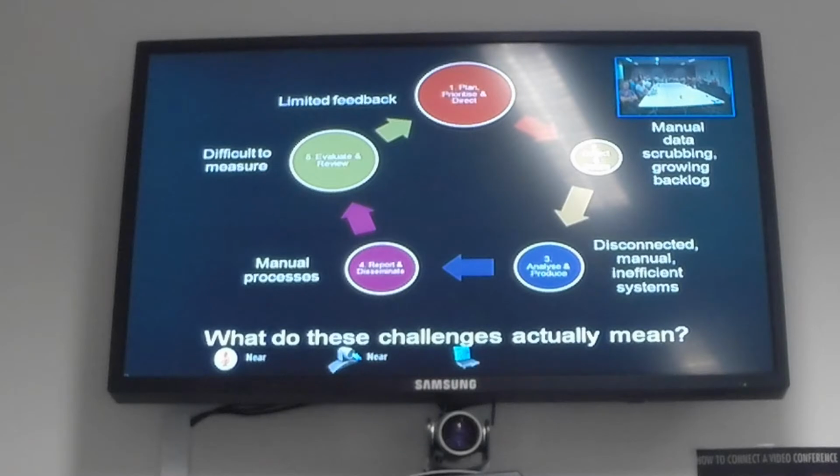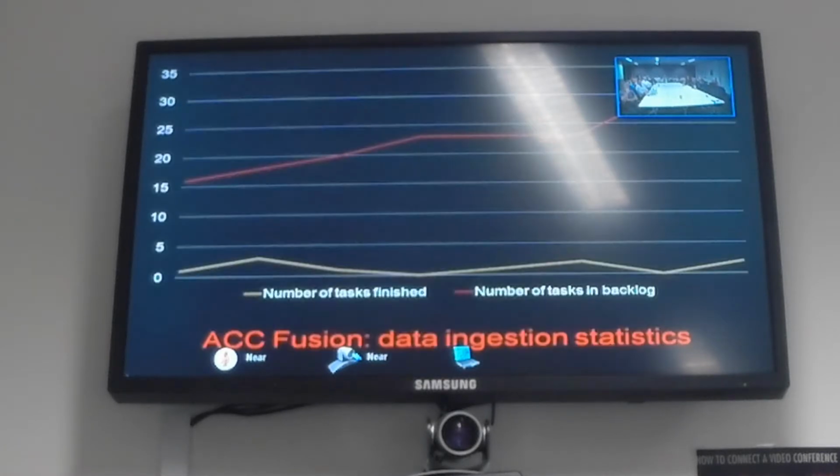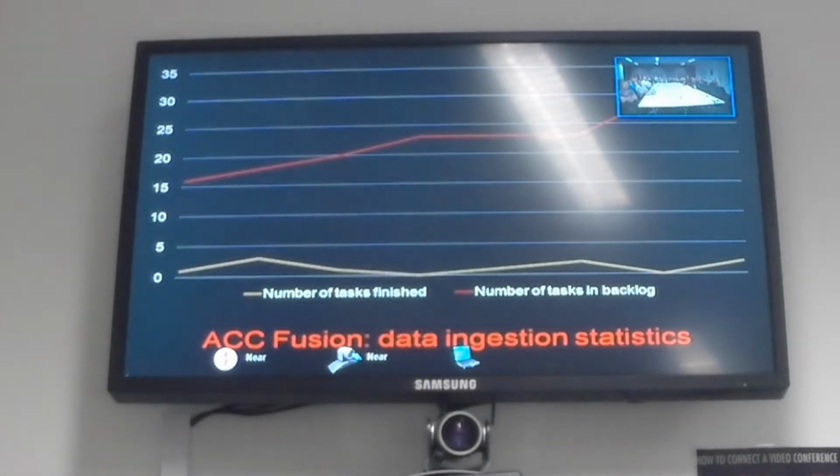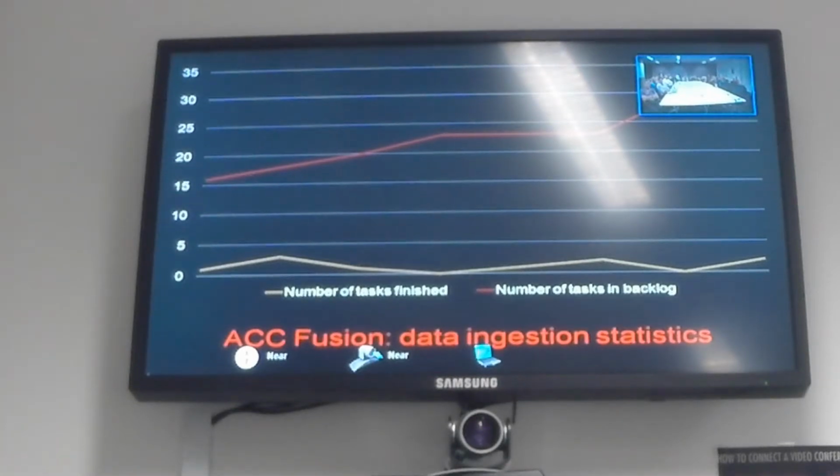And the loop wasn't really a loop. There wasn't a lot of feedback. It was more linear than a loop. So to give you an example of the worst bottleneck there, these are the data ingestion statistics from mid to late 2010. The mustard coloured line shows you the number of tasks finished, so how many data sets were actually loaded every month. And then the red line tells you what was in the backlog. So we were collecting more than we actually had the ability to ingest.